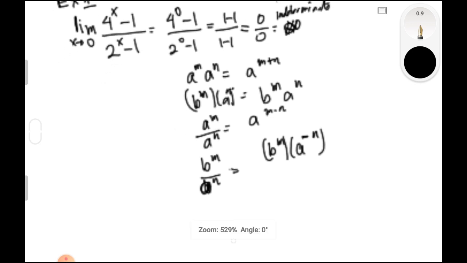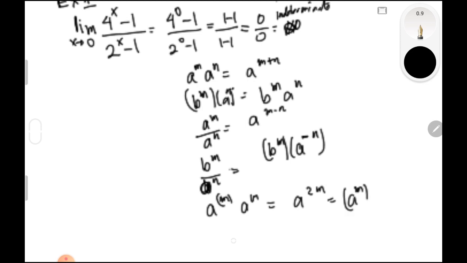Also, we all know that a raised to m multiplied by a raised to m is just equal to a raised to 2m. I-add lang natin yung exponent nya. Okay? And also this can be rewritten into a raised to m, all squared. So rewrite natin a raised to m squared. Pwede mong i-write ng ganyan yan.